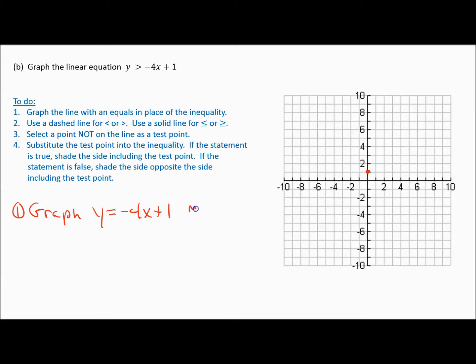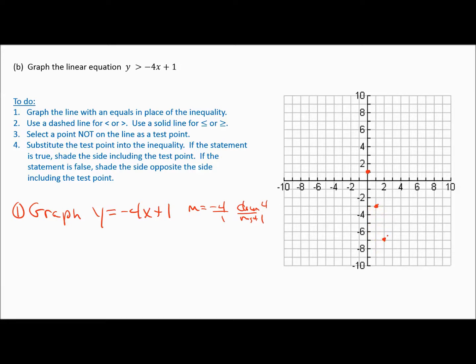And my slope is negative 4. So that means I go down 4, and don't forget that's over 1, and right 1 from my y-intercept. So I count down 4: 1, 2, 3, 4, and I count right 1. And I can do it again. I count down 4: 1, 2, 3, 4, and I count right 1.